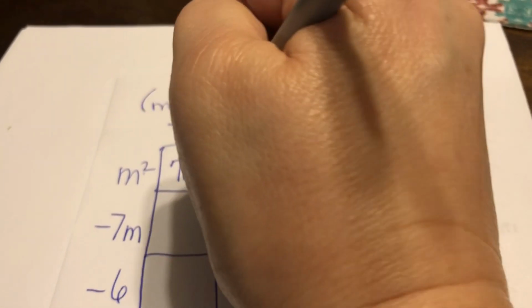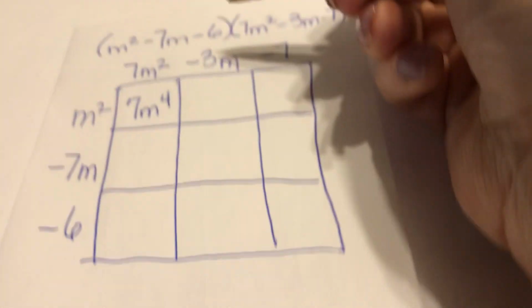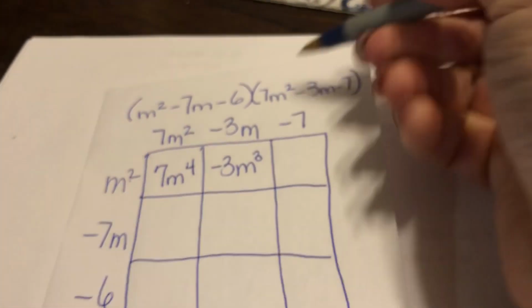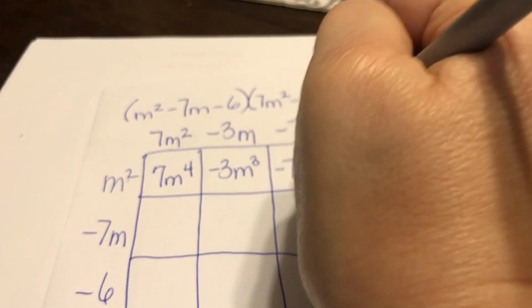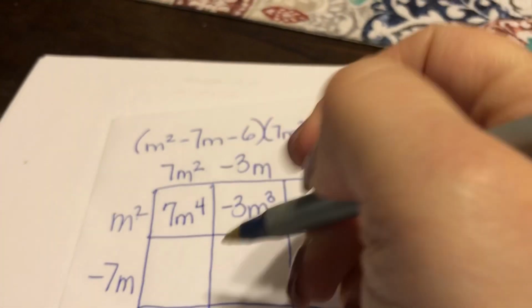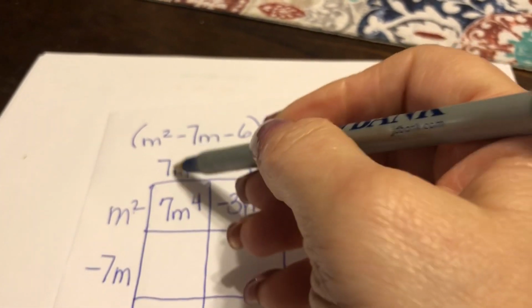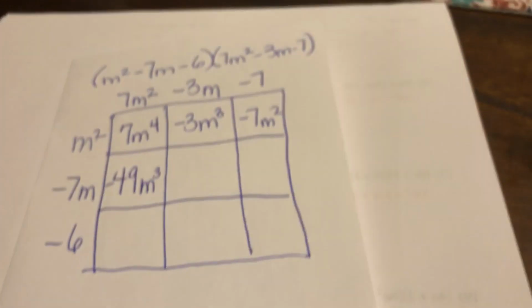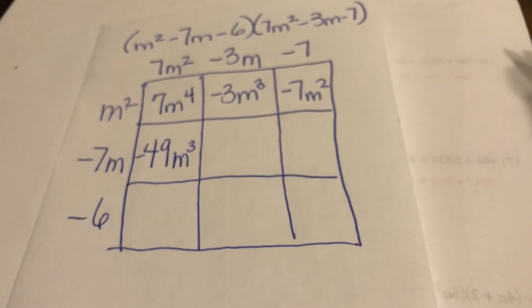So m squared times 7m squared would be 7m to the fourth. And notice I'm still doing distributive property. It's just into this box. And so this is going to be negative 3m cubed. And this is going to be negative 7m squared. Then I'm going to have negative 7m times 7m squared, which is going to give me negative 49m cubed.